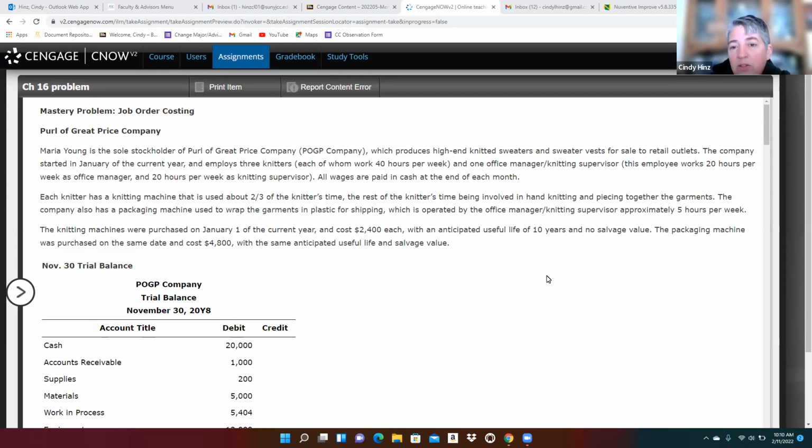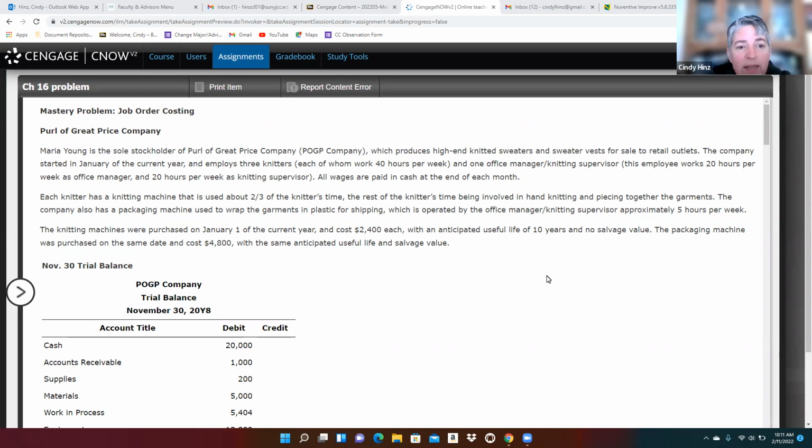So that office manager part would be a period expense that goes right on the income statement. And then half of that person's job is being the knitting supervisor. And so that is part of the product cost. And that would be an indirect cost because we can't trace it to a specific job, a specific sweater or batch of sweaters. All wages are paid in cash at the end of each month.